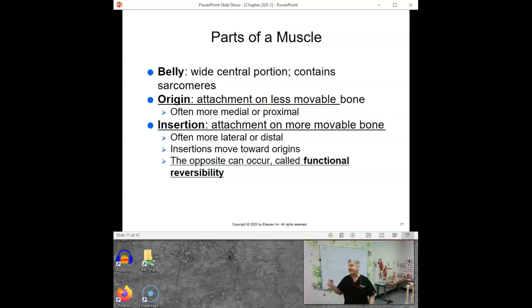I actually prefer just calling them attachment sites. But usually the origin is the bone that's stubborn enough to stay there. Usually the origin is more towards the center of the body, and it's the bone that's not moving. This is usually the arm, leg, finger, toe out here, which is the insertion. So the insertion is the attachment that moves. The origin is the attachment that doesn't move. Usually the insertion gets closer to the origin. Is that always true? No.